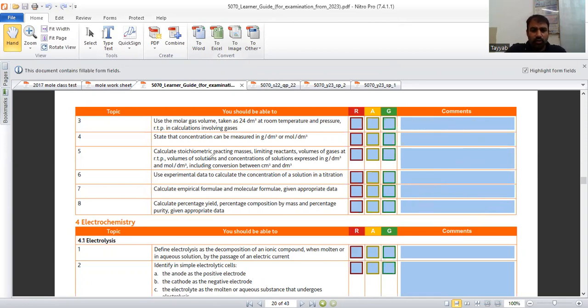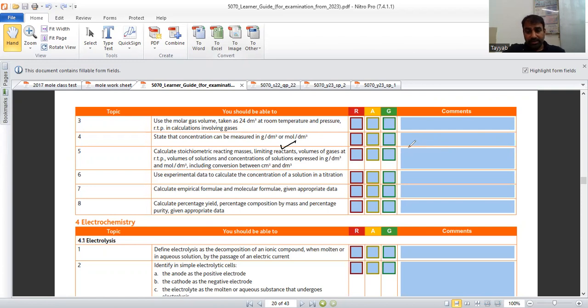And next is calculating the stoichiometric reacting masses, limiting reactant. Yes, we will see questions related to limiting reactant, the volume of a gas at RTP, volume of a solution, and concentration of a solution in gram per dm cube and mole per dm cube, including conversion between centimeter cube and dm cube. Okay, I would like to show you this.